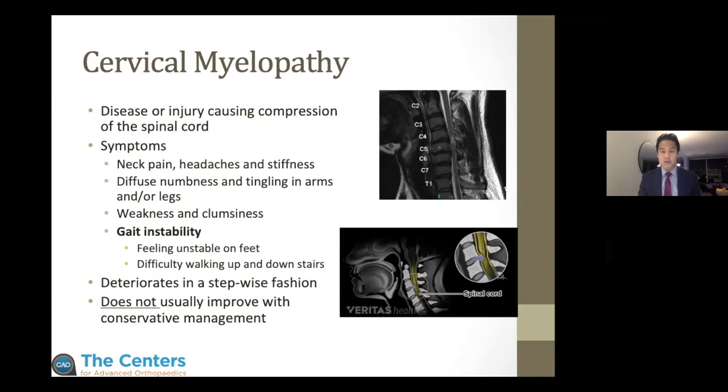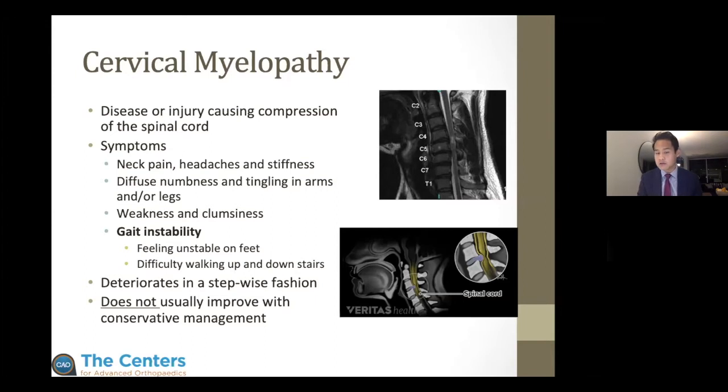And so the main way that typically presents is with some sort of clumsiness or feelings of instability. The most common presentation is what we call gait instability, or a feeling of being unstable on your feet. A lot of times people will complain of difficulty walking up and down stairs, tripping and falling very often. These are all examples of gait instability secondary to compression of your spinal cord and your spinal cord not doing what it usually does.